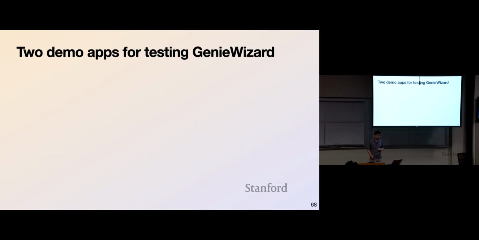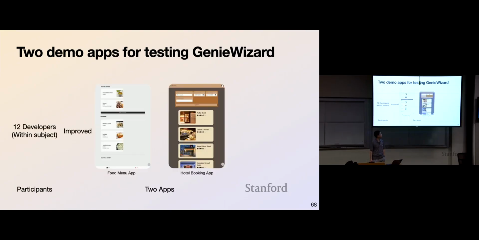We built 2 demo apps for testing Genie Wizard. And we asked 12 developers to do a within-subject study, meaning every developer builds one app with React Genie and the other app without the guidance of React Genie. We simply tell them, try to add more functions to this app, because think about what users might want to use in this app, and just try to implement more functions. We asked them to improve the 2 test apps.